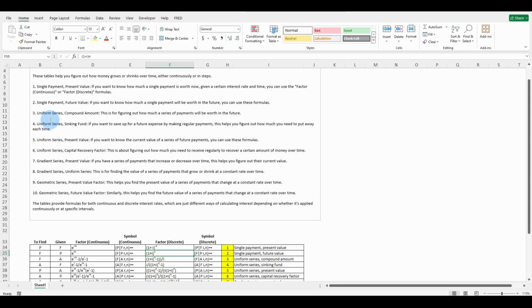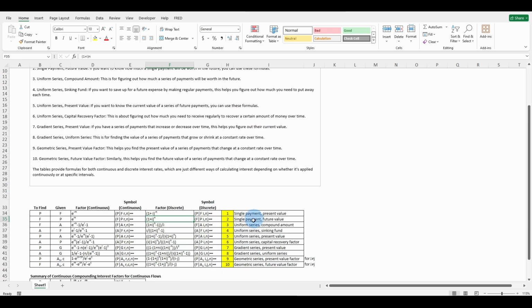Number 3, uniform series compound amount. This is for figuring out how much a series of payments will be worth in the future. Keep in mind, future. So if we read here, this is a uniform series compound, and we're going to go (1 plus i) to the n. And I'm not going to break these down per se. It just gets too complicated. And yeah, I know, you're saying, how am I going to differentiate? Well, keep in mind, looking to the future.